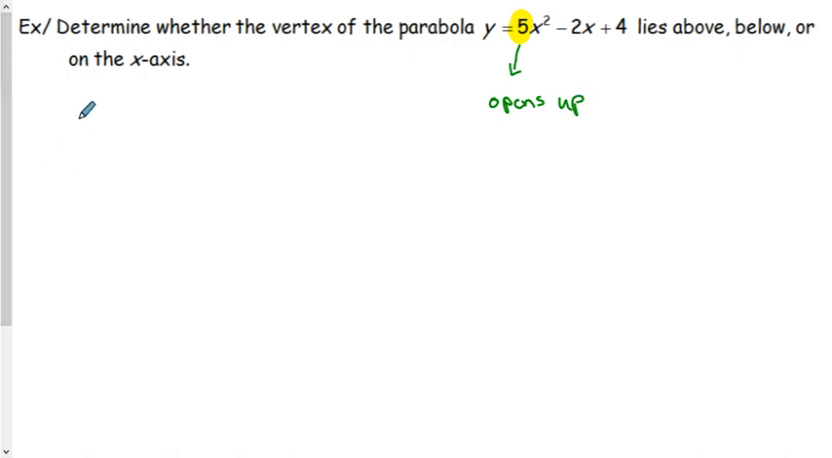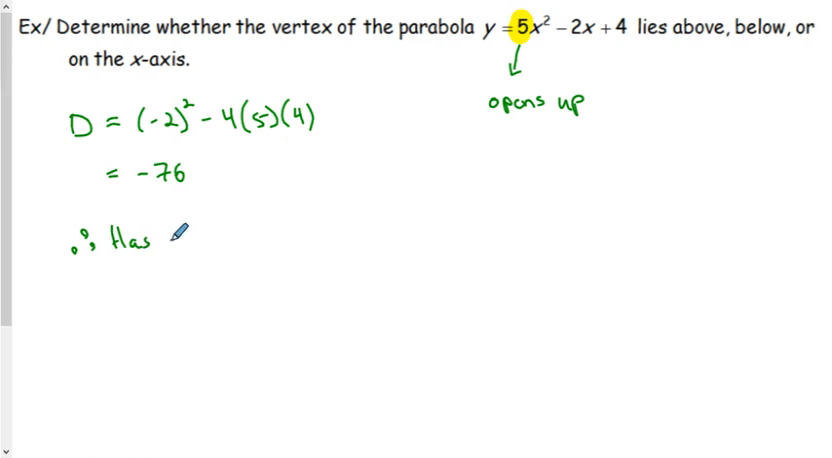Let's do our discriminant. We're going to take b squared, b is negative 2, minus 4 times a, which is 5, times c, which is 4. Work all that out, we get negative 76. So a negative number means it has no zeros.